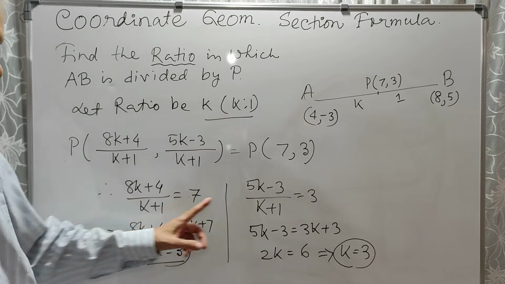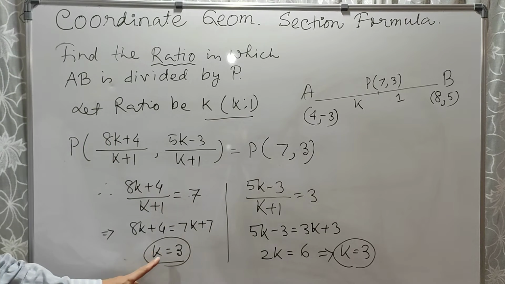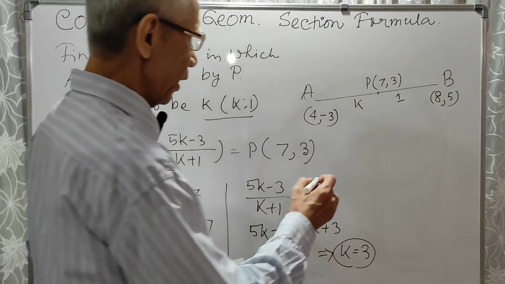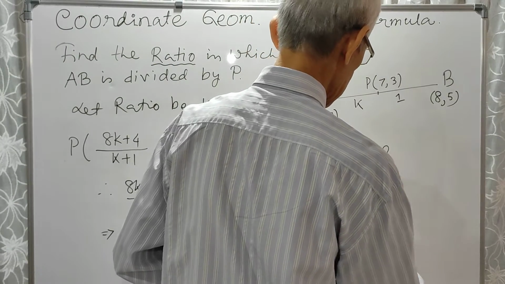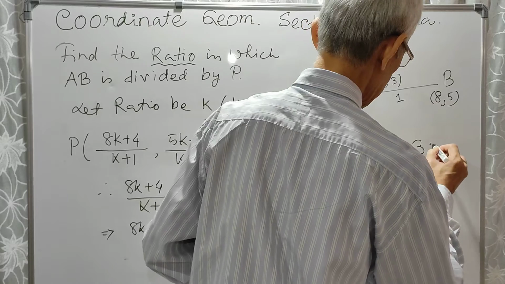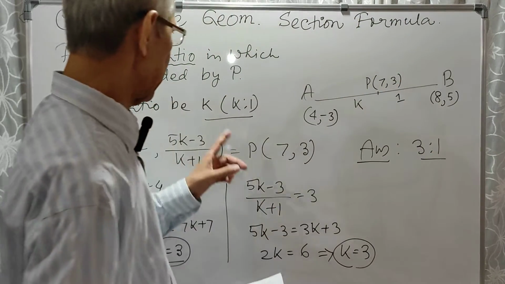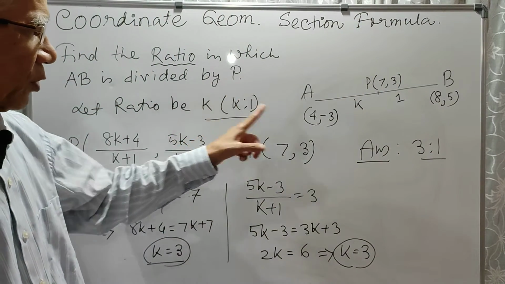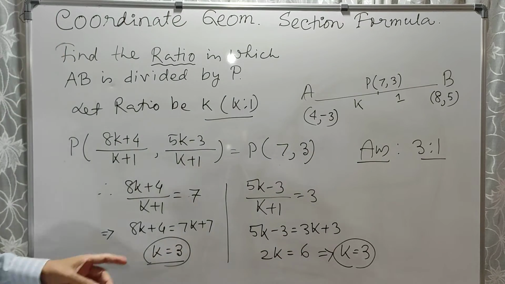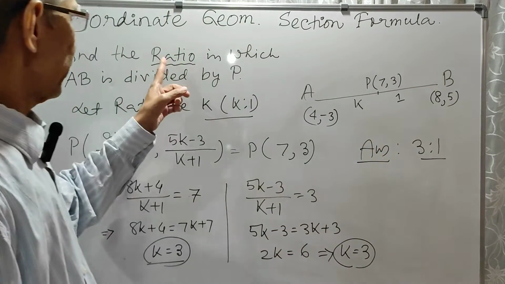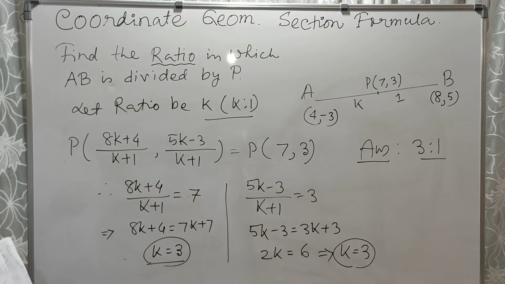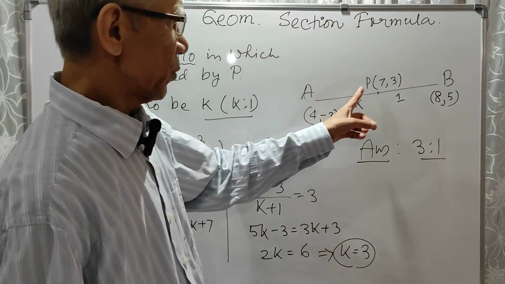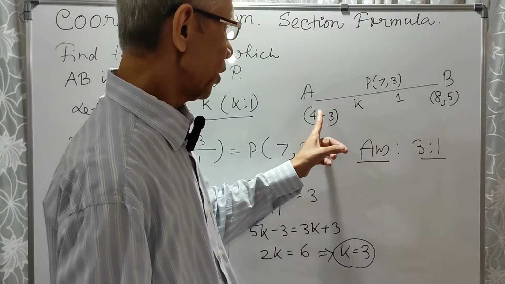So whether you do this or this, we get the same value. We must get the same value, k equal to 3. Therefore, what is the answer then? What is the ratio? 3 means 3 is to 1. So we got k equal to 3, that means 3 is to 1. So this is the answer. We have to find the ratio. So that is the ratio 3 is to 1 in which this point P divides AB, which joins these 2 points.